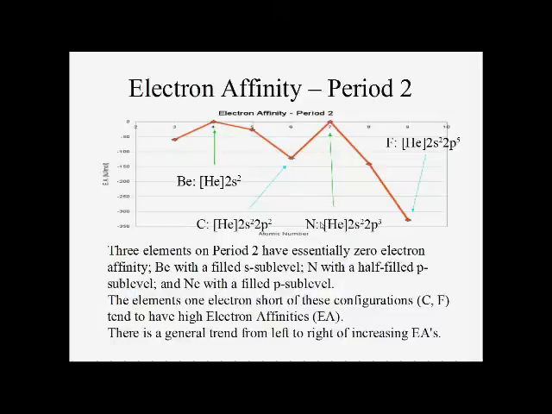But once we have that half-filled sublevel, electron affinity again drops down to essentially 0. It's difficult to put the fourth electron in. But then when we have 5, we have a large electron affinity because it's easy to put the sixth electron in to complete the p sublevel.